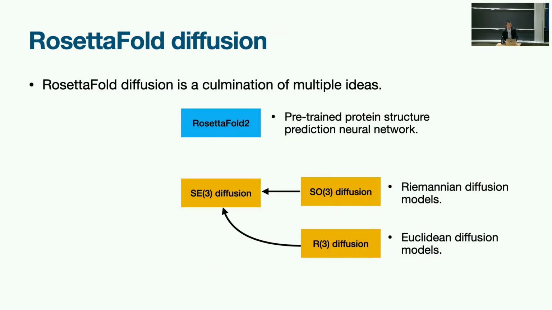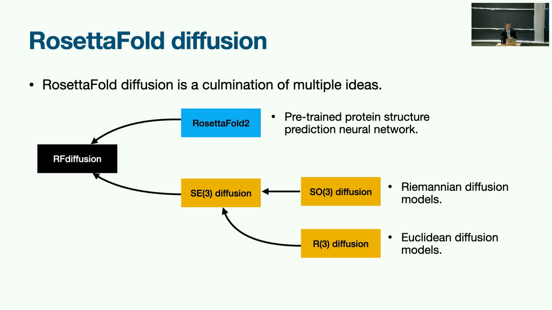The idea here is, we've all heard how important pre-training is to language models. So we take the same idea: take a pre-trained protein structure prediction neural network and then fine-tune it with diffusion. The University of Washington folks had this pre-trained structure prediction network, and then we came along with the diffusion idea, and it was a merge of two ideas that led to RFdiffusion.